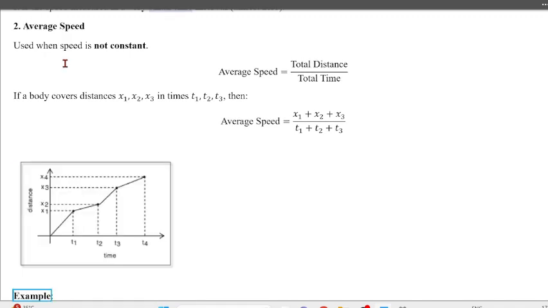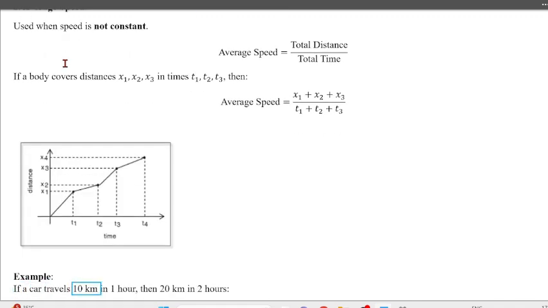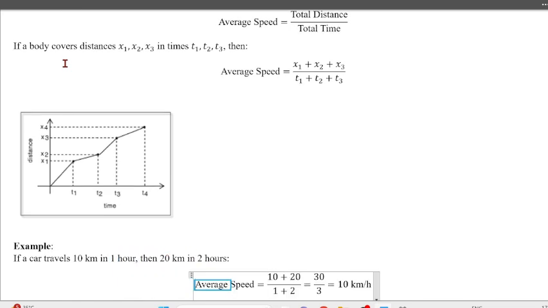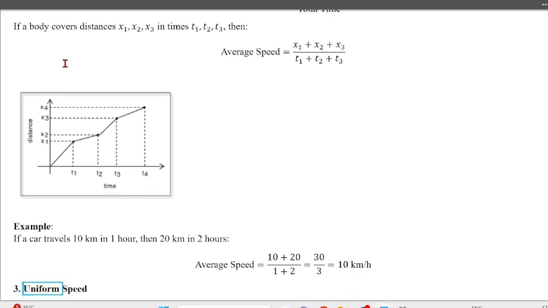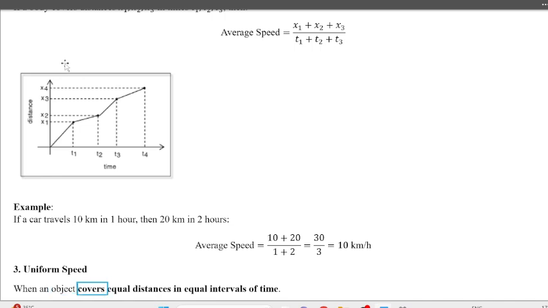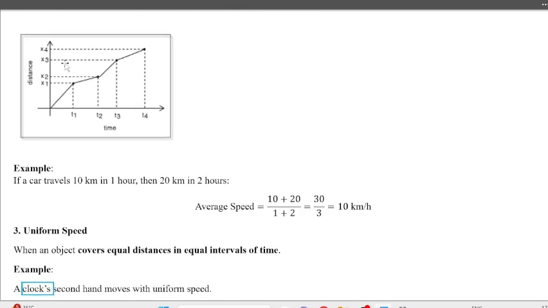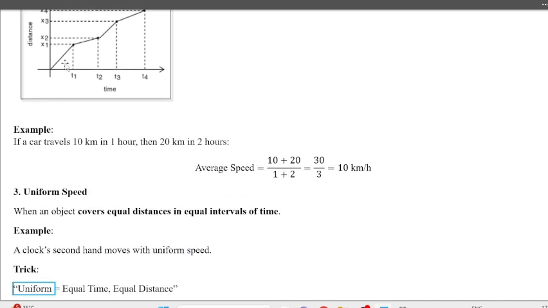Example: if a car travels 10 kilometers in 1 hour, then 20 kilometers in 2 hours, average speed equals (10 + 20) divided by (1 + 2), which is 30 over 3, equals 10 km per hour. 3. Uniform speed: when an object covers equal distances in equal intervals of time. Example: a clock's second hand moves with uniform speed. Trick: uniform means equal time, equal distance.